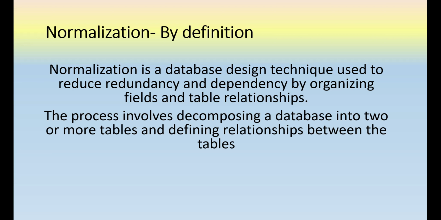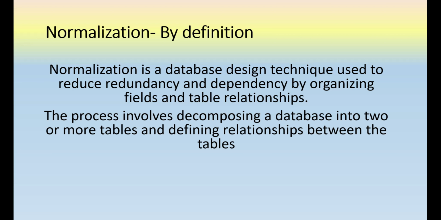Whatever normal forms you have, 1, 2, 3, 4, 5 and BCNF normal form, all the normal forms are actually reducing the redundancy. So the intention is to reduce the redundancy and dependency. And how do we do that? By organizing the fields and the table relationships. So maybe one table might be split into two tables or three tables, using the different fields and the relationships that they have.